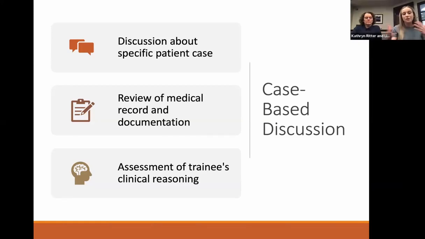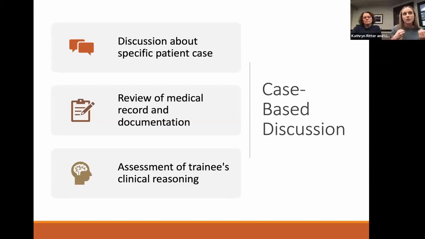So that back and forth case-based discussion can be a time where you can ask some probing questions and ask them, why are you planning to order that test? What information are you hoping to gain from that? If the test result is positive or if the test result is negative, how would that change your disposition for the patient? How would that change what medications you're ordering? How would that change who you need to consult? All those types of questions are part of this case-based discussion.